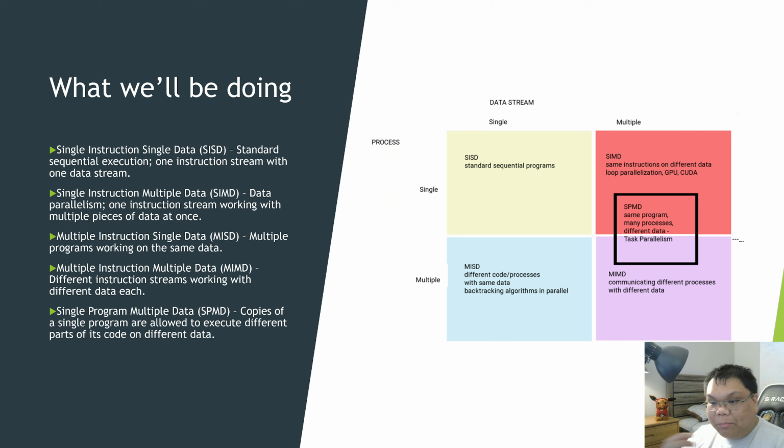The last one is multiple instruction, multiple data. Different instruction streams working with different data each. This is the most generalized model of all. So these would just be different processes communicating with one another, each with different data, and each process is doing something else. Single program, multiple data is a 5th classification. This is copies of a single program. And this program is allowed to execute different parts of its code on different data. This is task parallelism.